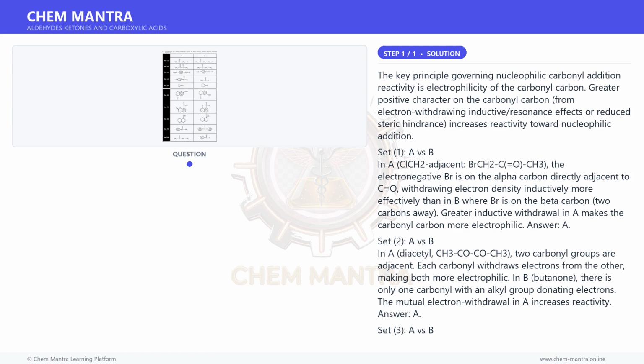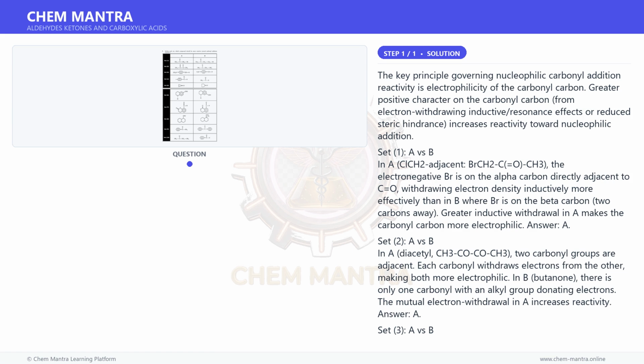In A, p-methoxybenzaldehyde, the OCH3 group is electron donating by resonance into the ring and further into the aldehyde carbonyl, decreasing electrophilicity. In B, p-nitrobenzaldehyde, the NO2 group is strongly electron withdrawing by resonance, increasing the electrophilicity of the aldehyde carbonyl carbon. Answer B. Set 4, A versus B.